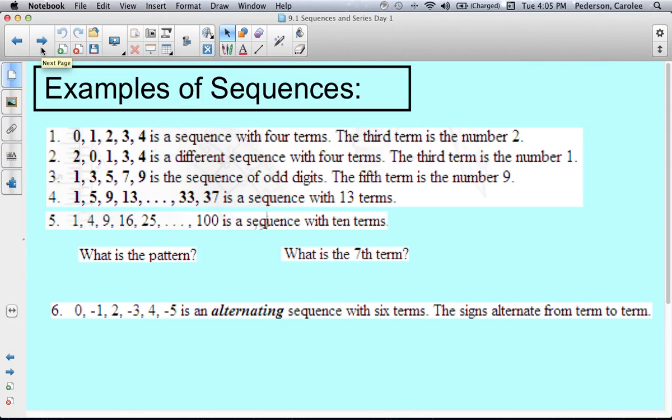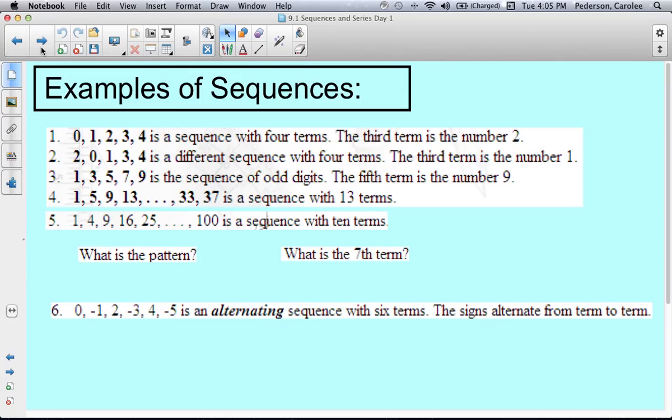Example 1: 0, 1, 2, 3, 4. This has 4 terms in it. The third term is 2. Second sequence: 2, 0, 1, 3, 4. It is a different sequence with 4 terms. The order is important, but there's no pattern to it.